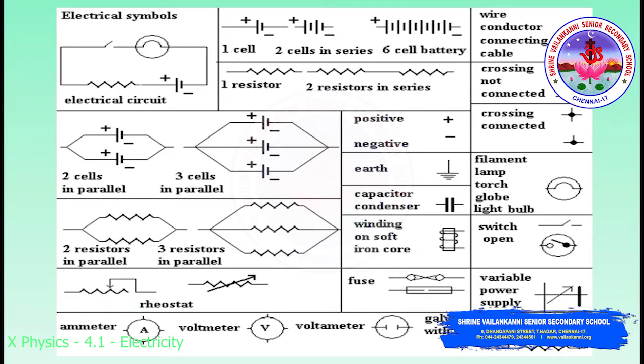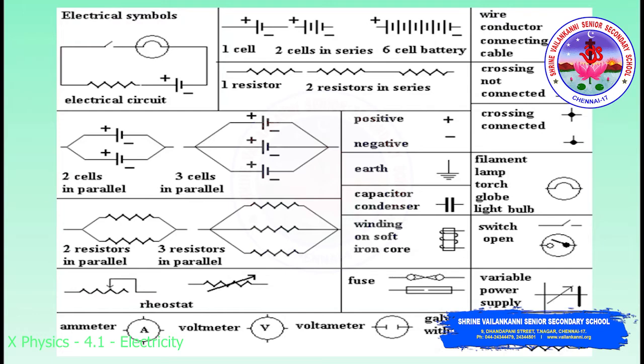And 2 cells in parallel. Parallel means positive connected to positive, negative connected to negative. For all 3 cells in parallel also, all the positive legs are connected on one side and all the negatives on the other. But in series, positive to negative, like that it should be connected. You must know all those things.